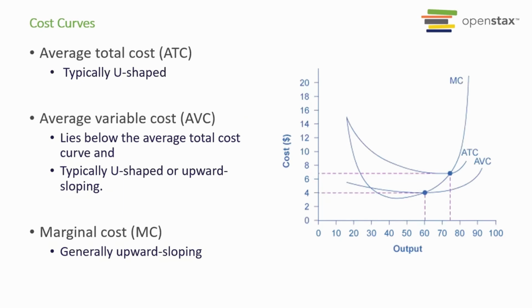Okay. So we see here our cost curves. The average total cost, or the ATC curve, is typically shown as a U shape. And then our average variable cost, or AVC, lies below the average total cost curve and is a U shape. And our marginal cost curve is gradually upward sloping.